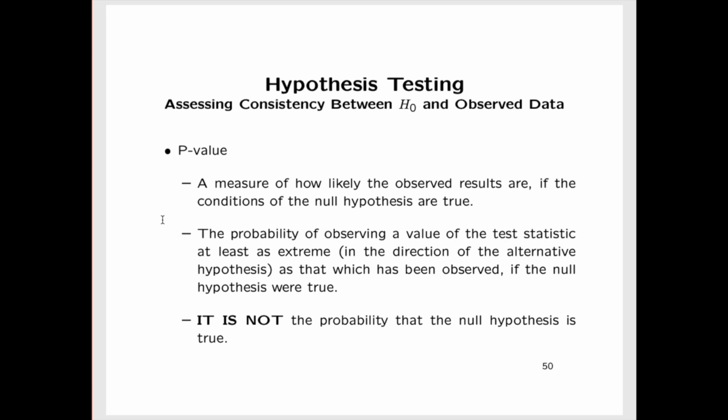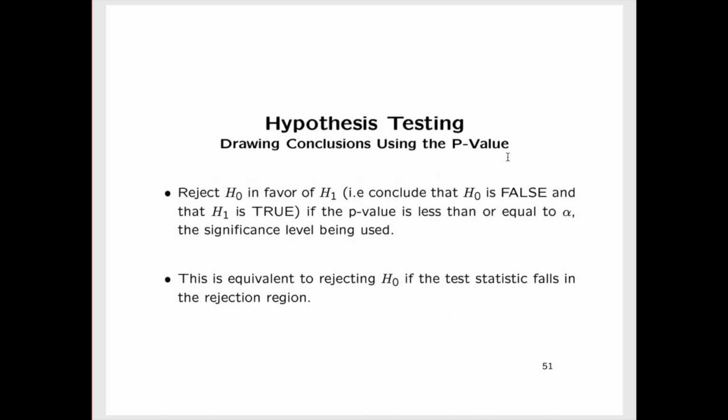And you'll remember that what we're looking for here is to see whether the observed data are consistent or inconsistent with the null hypothesis. And if the data are inconsistent enough, then that's going to lead us to reject the null hypothesis. Well, translated into terms of the p-value, what that means is that the smaller the p-value, the less consistent the data are with the null hypothesis. In other words, the smaller the p-value, the more inconsistent the data are with that null hypothesis. And so that tells us how we are to draw conclusions using the p-value.